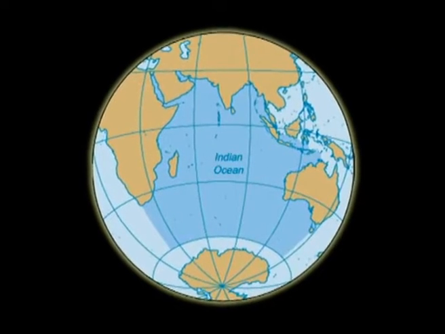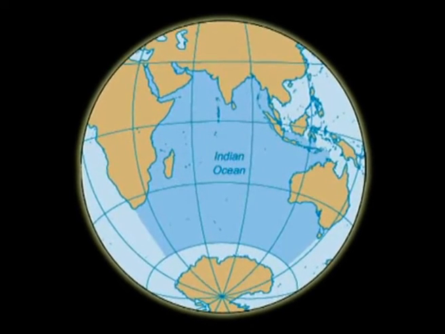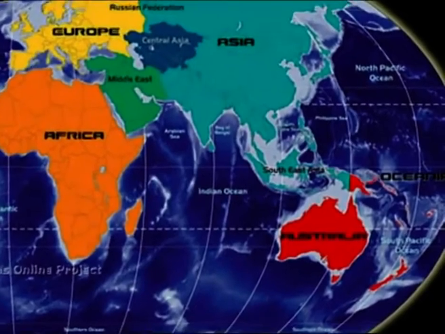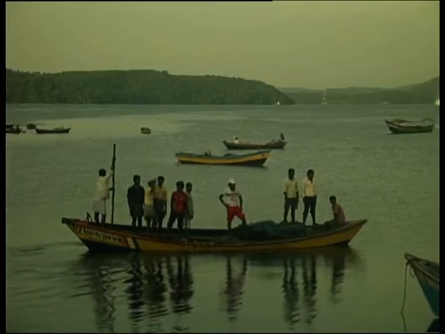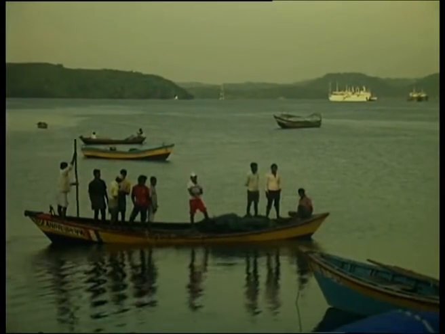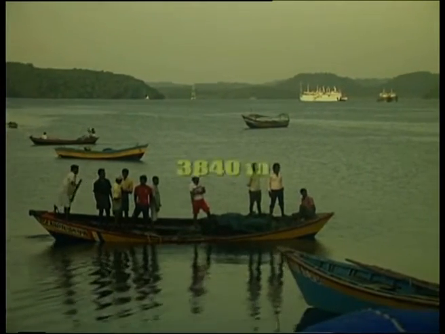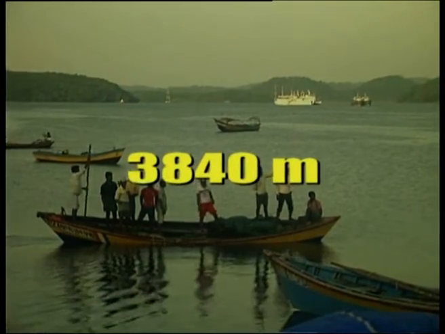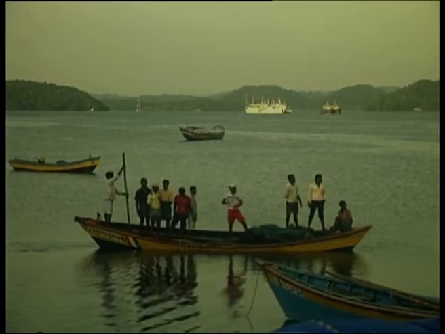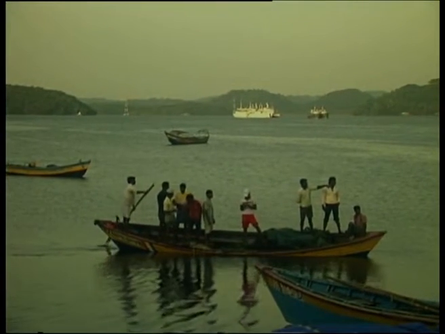Let us see the next ocean, the Indian Ocean. The Indian Ocean has an area of about 74 million square kilometers. Africa lies to the west, Australia and Indonesia lie to the east. Asia borders the Indian Ocean on the north. The average depth of Indian Ocean water is about 3,840 meters. It is the Indian Ocean which virtually bridges the west and the east.